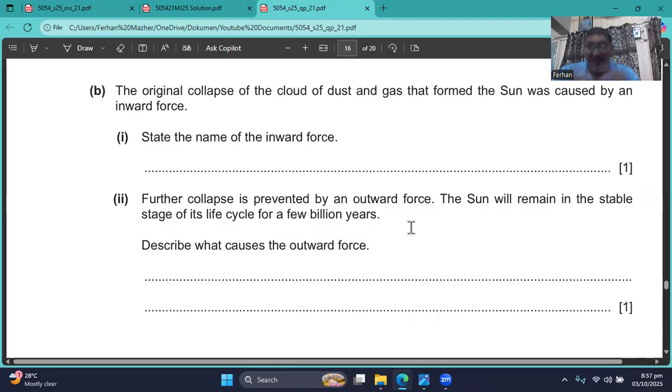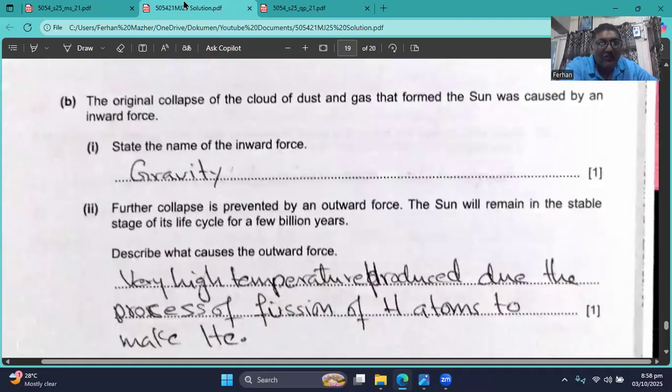Sorry, I said fission. The fusion. Sorry, I said fission. It's fusion. When the hydrogen atoms come very close to each other, the temperature rises. Then what happens? Those hydrogen atoms fuse into each other. The fusion reaction starts, and they make helium. By that process, an enormous amount of heat is produced, the thermal energy is produced. That provides the outward force.